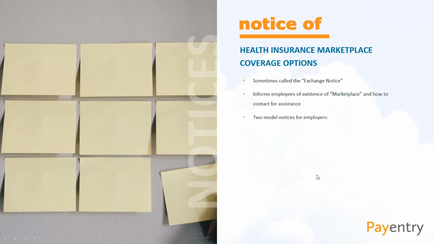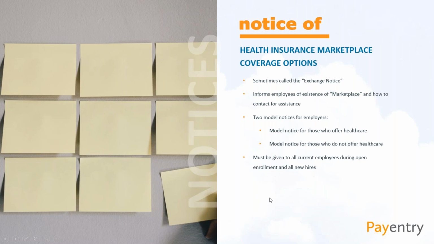Under this notice requirement, there are 2 model notices for employers to use. One is for those who offer health care to their employees, and the other one is a model notice for those who do not offer health care to their employees. So this is just health care, and it's going to give employees information about your plan and also about where they can go to look for health care if they don't want your coverage.